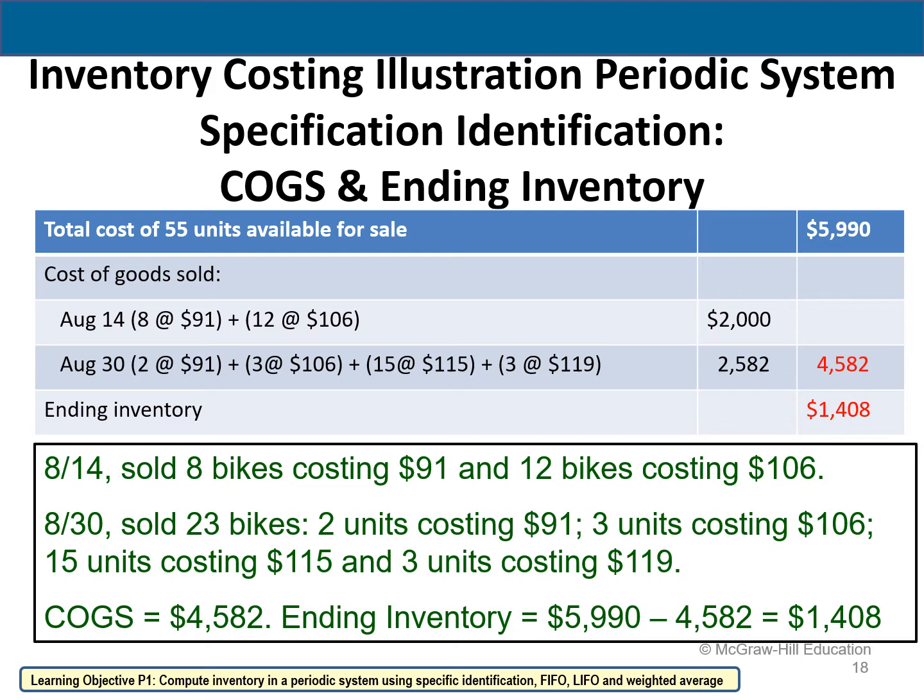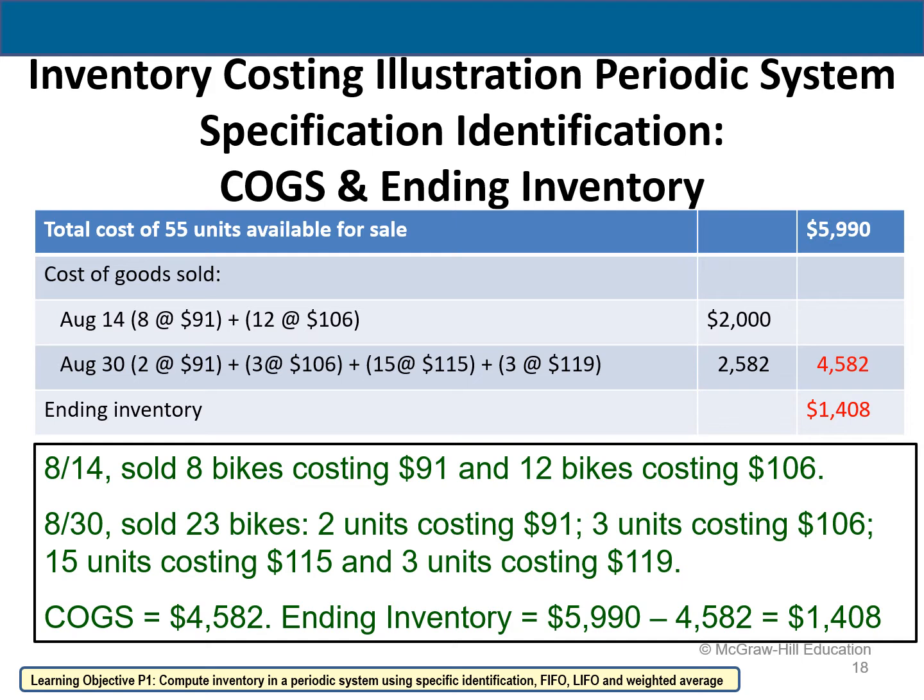So, if we are using the specific identification method, we had the 55 units available for sale at the $5,990. They sold 8 units on August 14th at $91, and they also sold 12 units at $106. So 8 times 91 plus 12 times 106, that's $2,000. Then they sold additional units on August 30th. There were 2 remaining at 91, 3 remaining at 106, and then they sold all 15 at 115, and 3 of the units purchased at the cost of 119. So we've got cost of goods sold of 2,582 plus 2,000, total cost of goods sold 4,582.